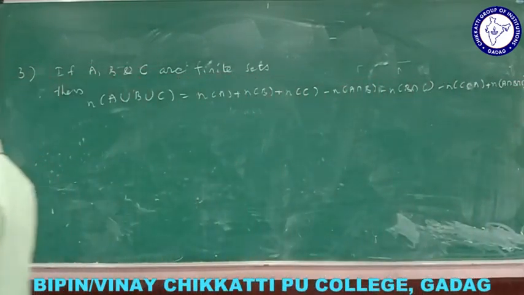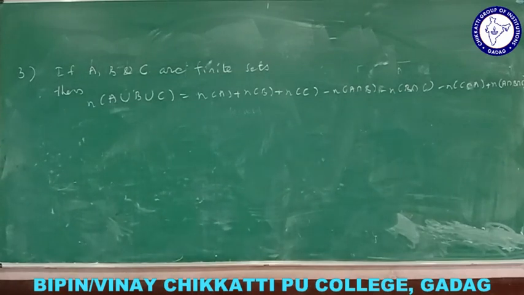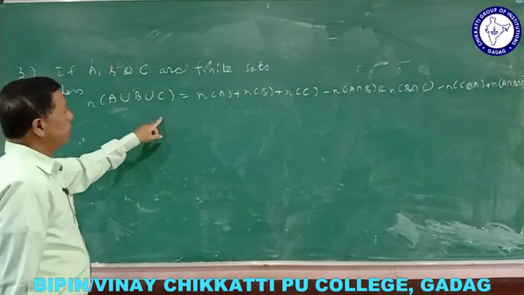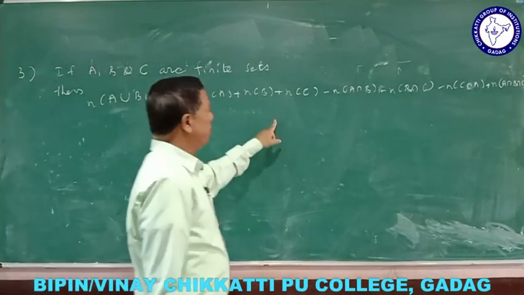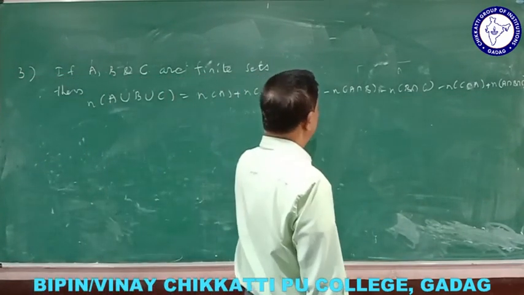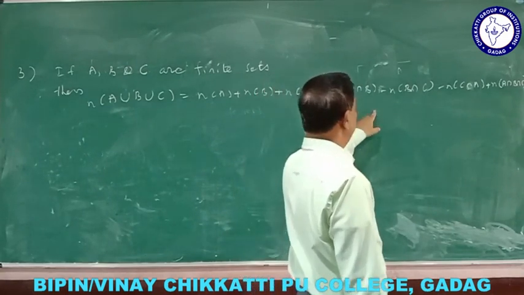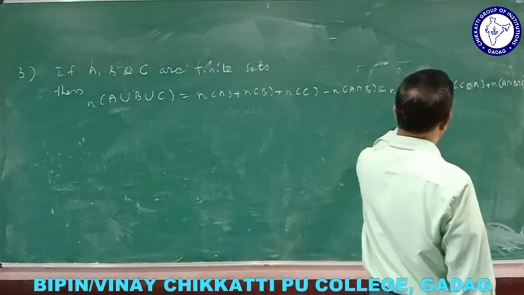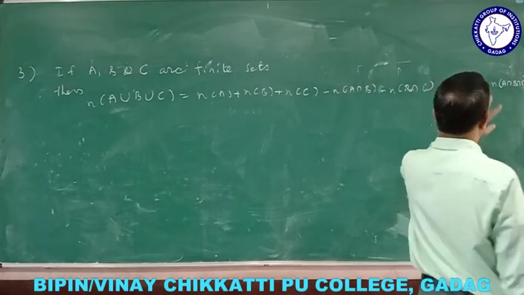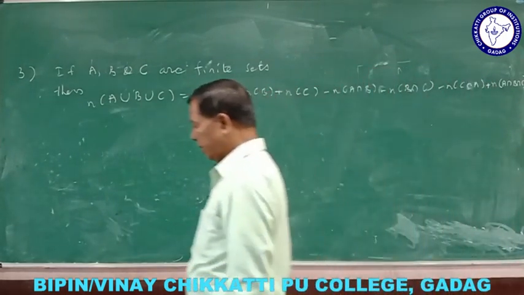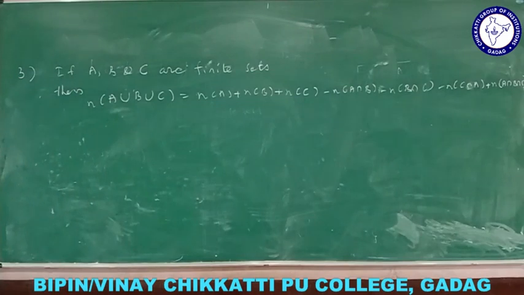So how to prove this? That is a very interesting part here. Once again, n of A union B union C is equal to n of A plus n of B plus n of C minus n of A intersection B minus n of B intersection C minus n of C intersection A plus n of A intersection B intersection C, and that is the formula you have seen. So how to prove this, that I want to discuss here, and accordingly you can continue with this.